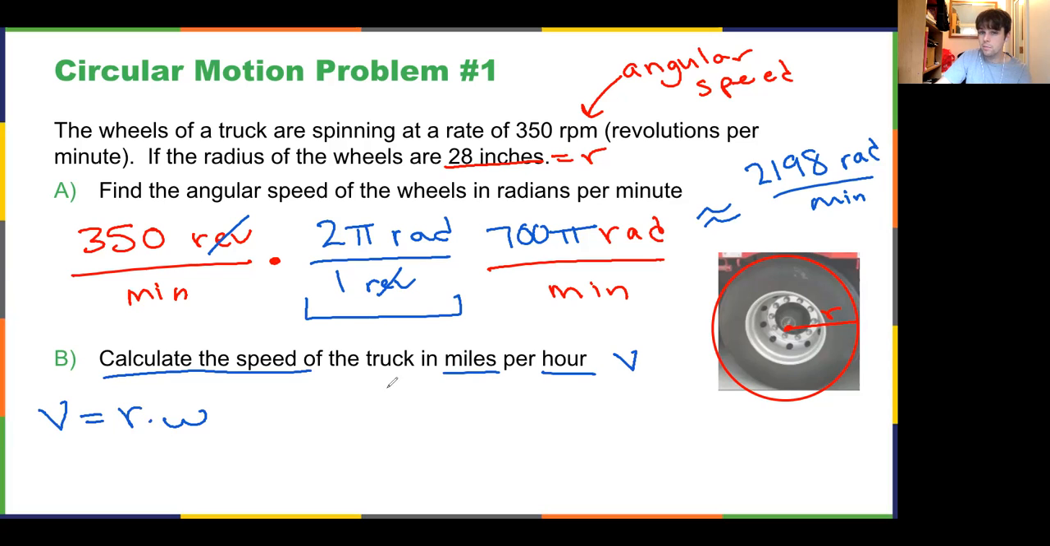Now, just doing this multiplication doesn't mean we're going to get the final answer here, because we want our answer in miles per hour. But we're dealing with radians per minute, and the length of our radius is measured in inches. So we're not going to get miles per hour right away. We're going to have to do a conversion for that. But let's go ahead and do the first step.